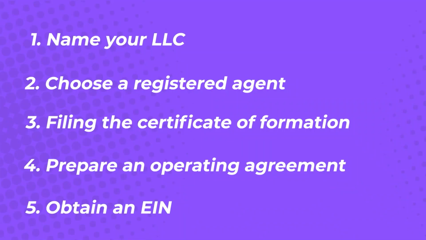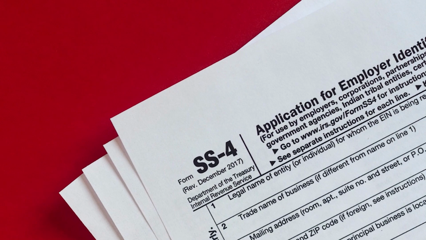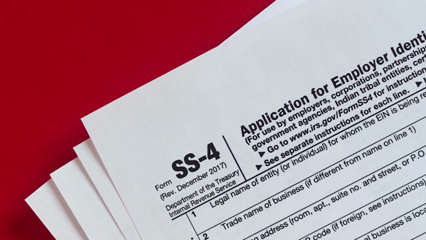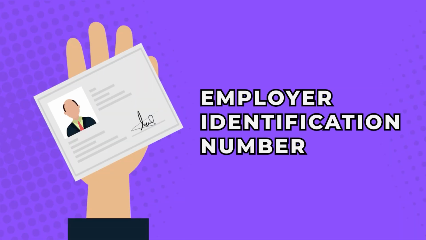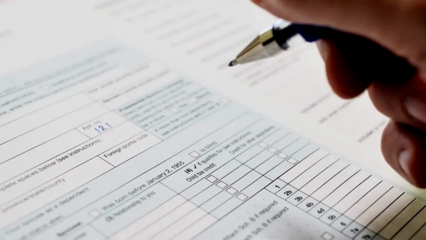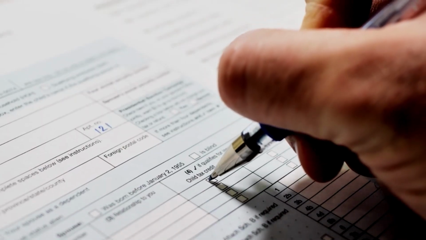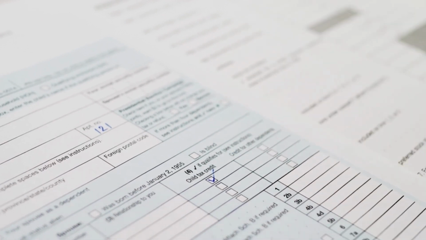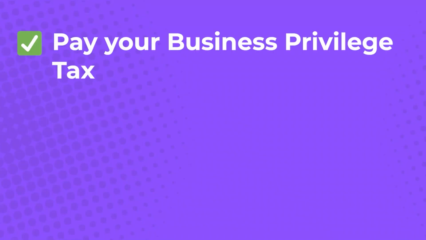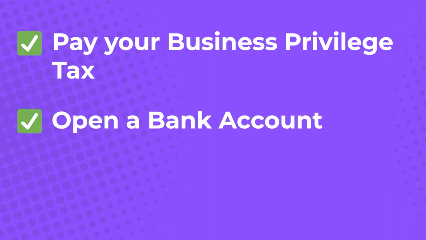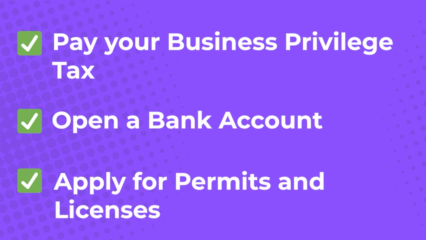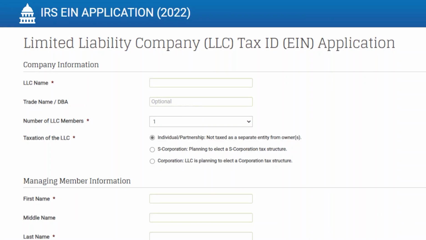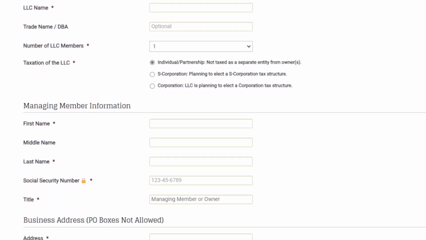Step 5. Obtain an EIN. Next, we need to get an EIN for your LLC. An EIN, or Employer Identification Number, is a federal tax ID issued by the IRS to your company. Your EIN is used by the IRS to readily identify your firm on tax filings. All Iowa firms pay a business privilege tax, and the state requires you to have an EIN to file. You may also be required to provide your EIN when opening a bank account or applying for municipal permits and licenses. Obtaining an EIN is a slightly longer process compared to the previous steps.